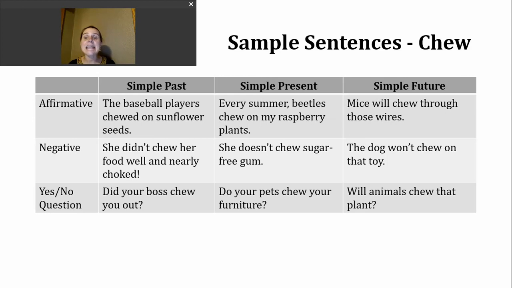If I want to make a negative sentence in the simple future using will, I'm going to use will not and then the base verb. You might hear native speakers use the contraction won't. Here's an example. The dog won't chew on that toy. Finally, if I want to make a question in the simple future, I'll start with will, then I'll have my subject, and then the base verb. Will animals chew on that plant?